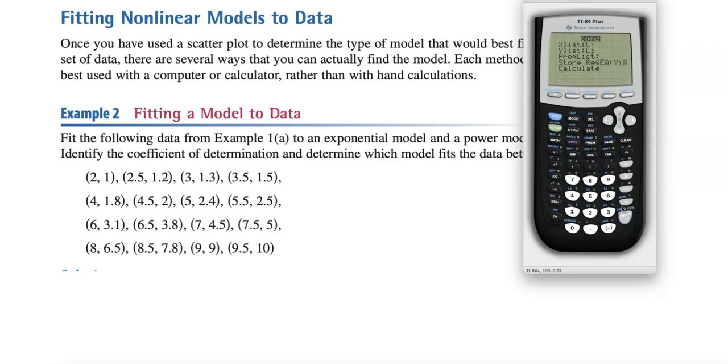I'll put y1. This will make more sense in a second. Then we're going to calculate. Now it's going to calculate the regression equation, so it tells you what A and B are. And then what R is, these are your correlation coefficients. The closer to 1 your R is, the stronger the correlation. So we have a really strong correlation here.